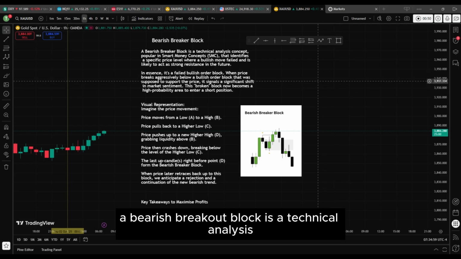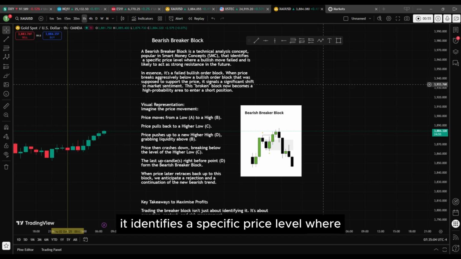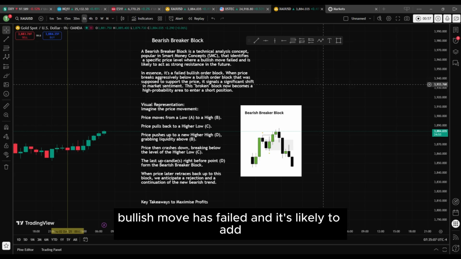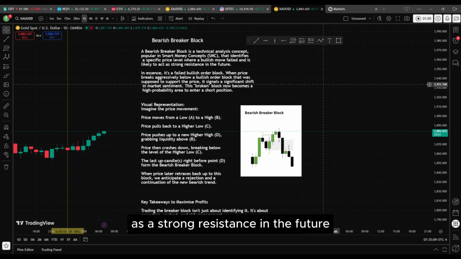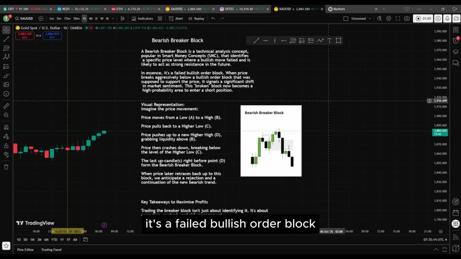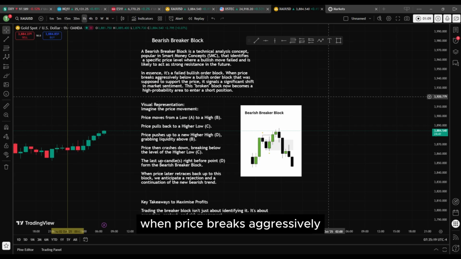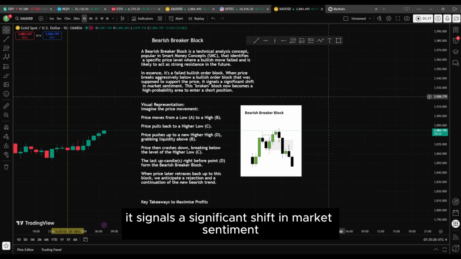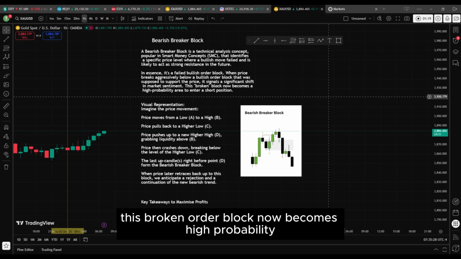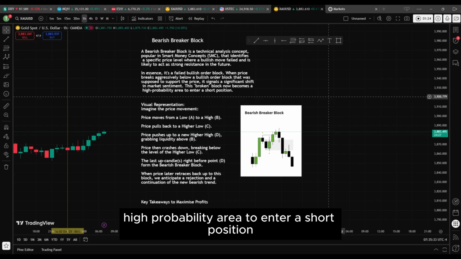A bearish breaker block is a technical analysis concept popular with the smart money concept. It identifies a specific price level where a bullish move has failed and it's likely to act as a strong resistance in the future. In essence, it's a failed bullish order block. When price breaks aggressively below the bullish order block that was supposed to support the price, it signals a significant shift in market sentiment. This broken order block now becomes a high probability area to enter a short position.